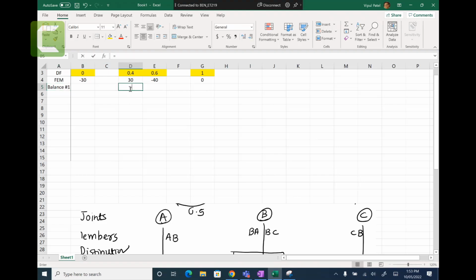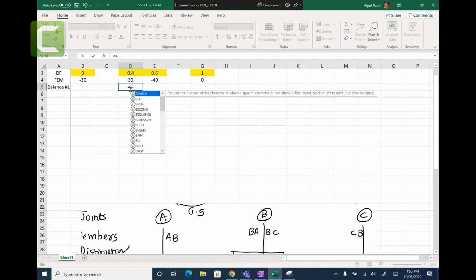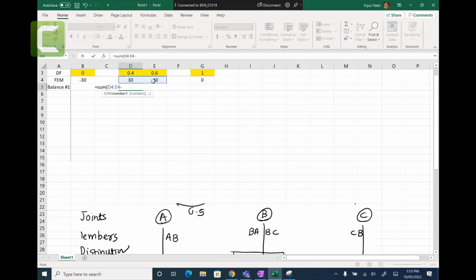How do we do it? Equal to minus, type sum, open bracket, select these two that you want to sum, bracket over, times by these distribution factors. When you times it, select this one, both two, and press F4 on your keyboard. If you can't, then you just type the $ sign in front of them to lock them up.